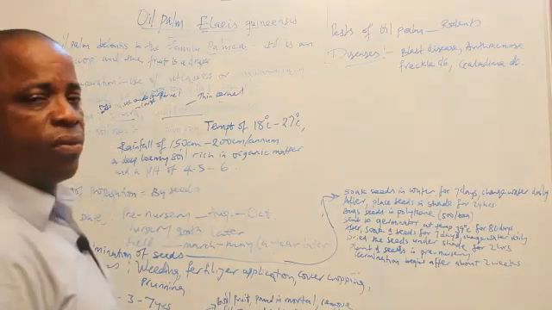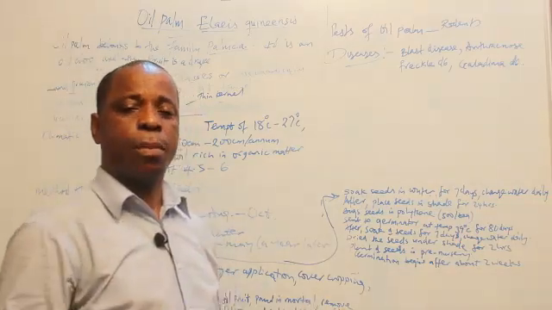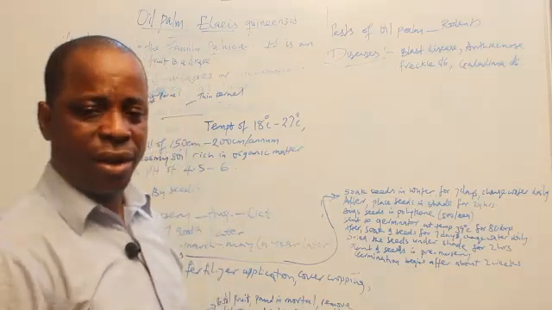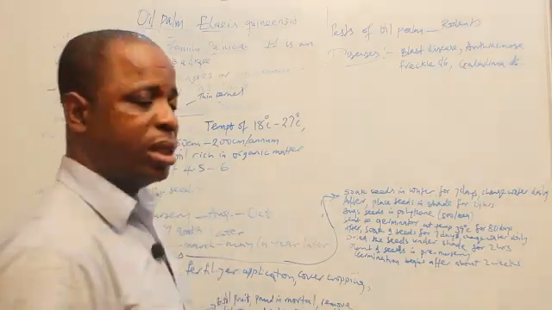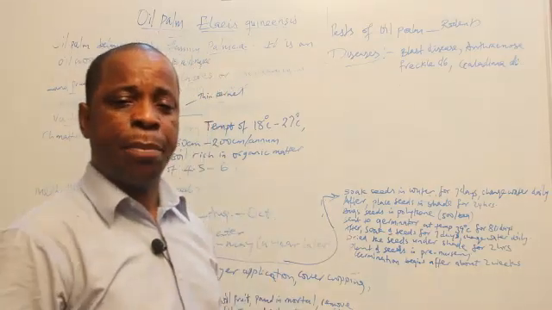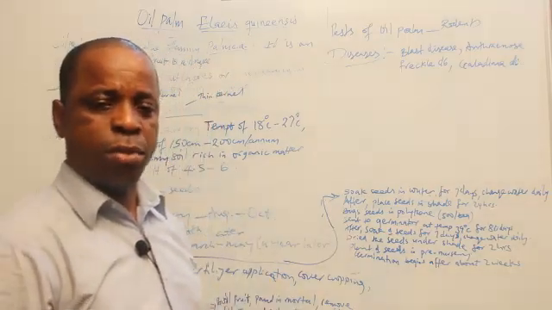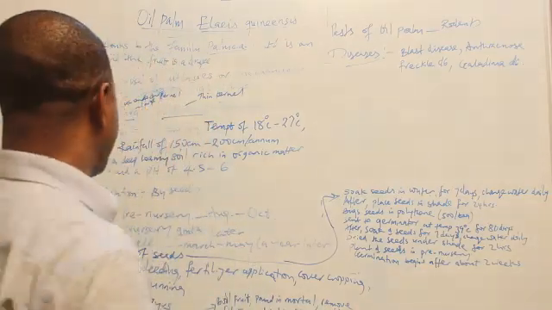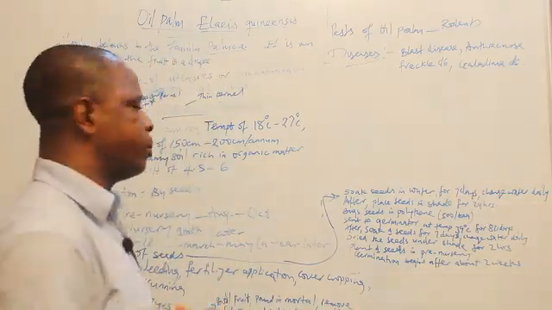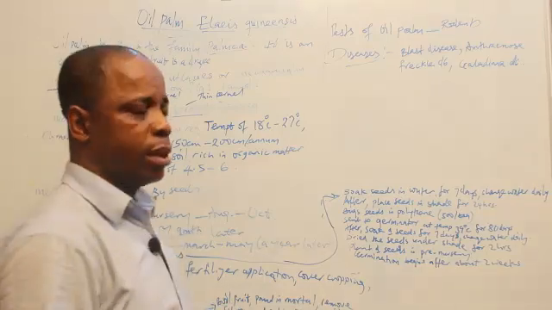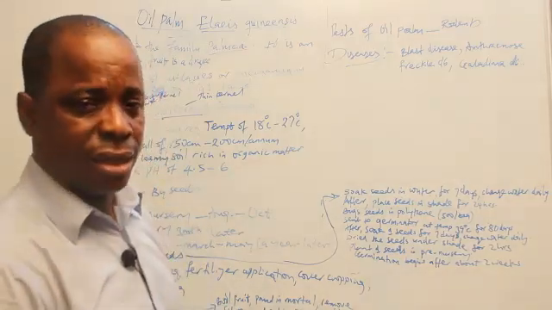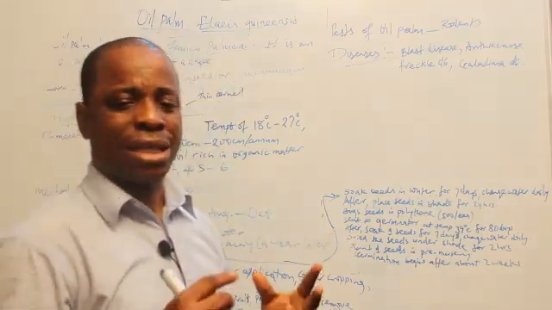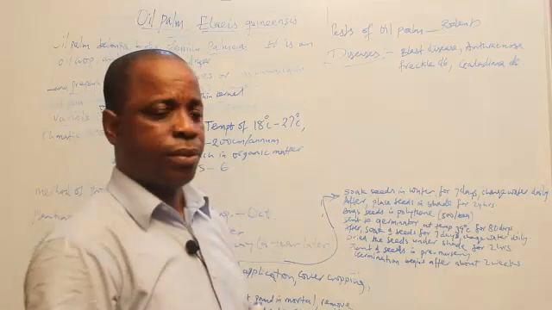There are varieties of oil palm. We have different types of oil palm. We have the group called the Dura, we have the Pisifera, and we have the Tenera. The Tenera is a hybrid, that means the crossbreed between the Dura and the Pisifera. The Dura oil palm has a very thin mesocarp. It has a thick endocarp. It has a large kernel.